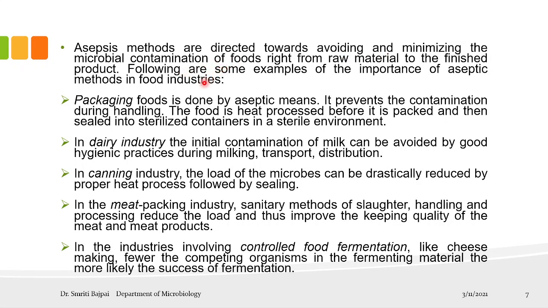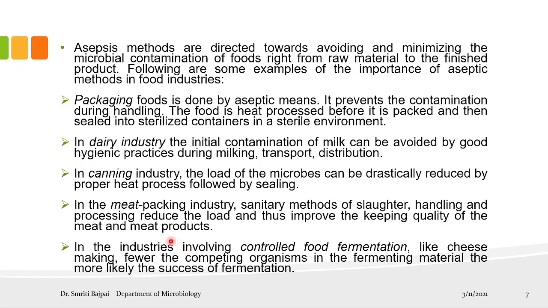So how will we do it? Firstly, packaging food by the aseptic method. Here we are preventing contamination during handling, trying to keep the microbes away. Then in the dairy industry, here also we follow proper hygienic practices. Third is the canning industry. Here also we work under sealing, under proper heat conditions. Then next is the meat packaging industry. Here also we work under proper hygienic conditions, with proper sanitary methods. Other industries also have controlled fermentation, like cheese industries.